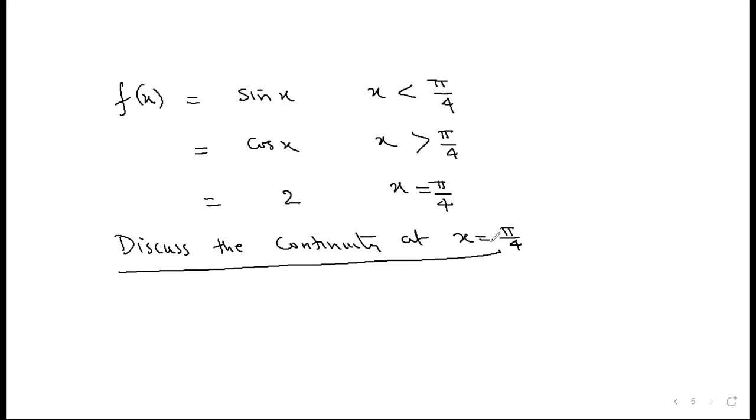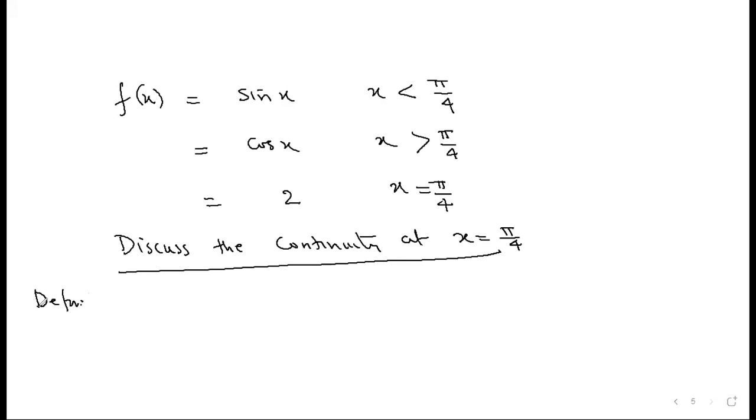तो मैंने सबके लिए अलग अलग दिया है. Less than pi by 4 के लिए एक फॉर्मूला, more than pi by 4 के लिए दूसरा फॉर्मूला और at pi by 4 के लिए एक वैल्यू दिया है. Now we have to discuss continuity at x equal to pi by 4. And you tell me the definition.